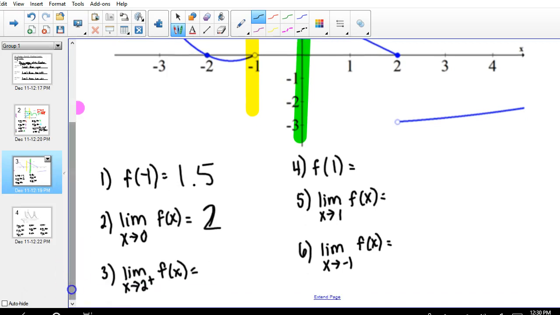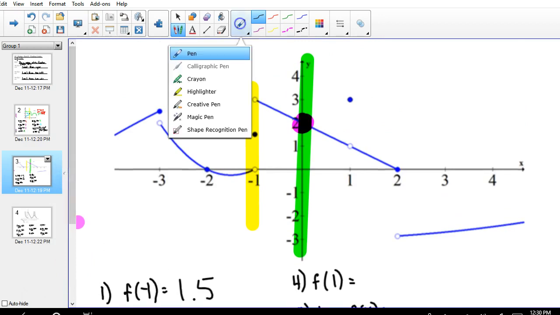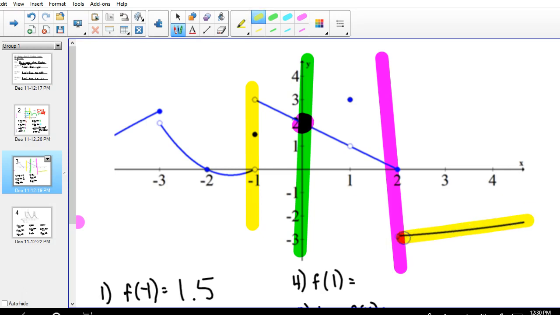Okay. And then f of 2 from the right. Right here is where we have 2. We are approaching from the right, so we're going to start over here and approach from the right. What does it look like the y coordinate is there? -3.